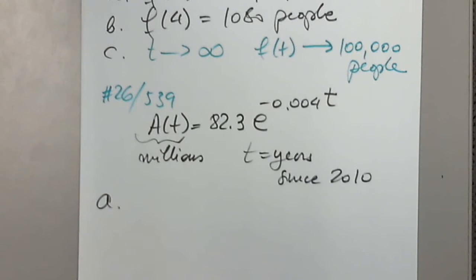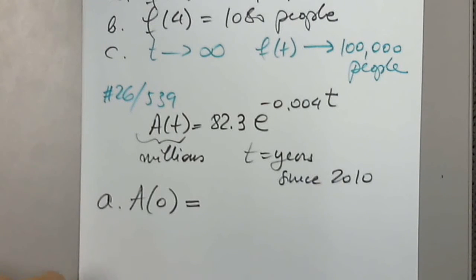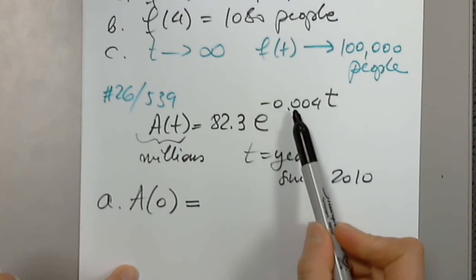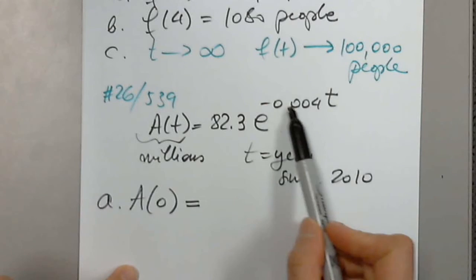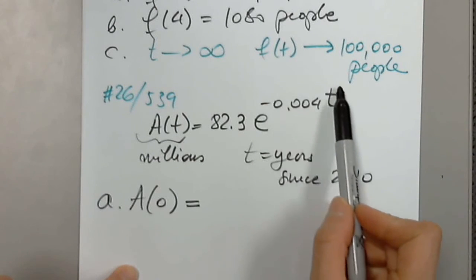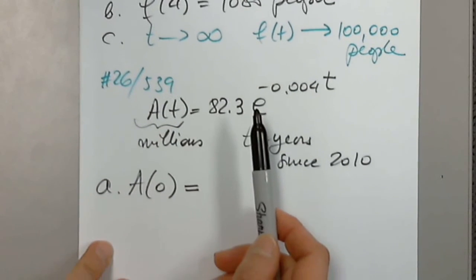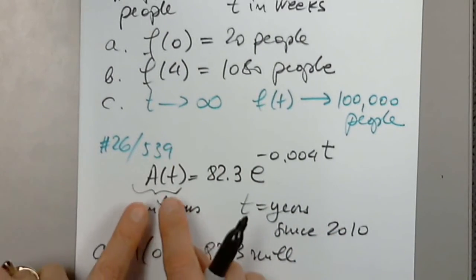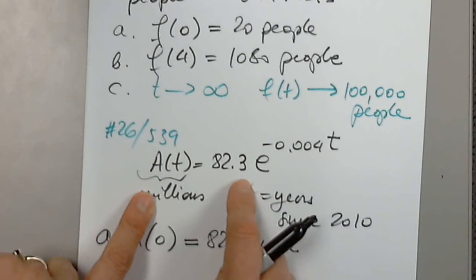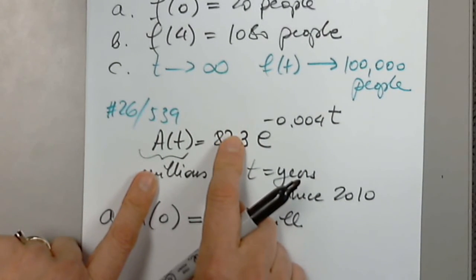If you're starting at 2010, t would be 0. Absolutely, thank you. So A of 0. How much is negative 0.004 times 0? 0. How much is e raised to 0? Careful. E raised to 0 is 1. And how much is 1 times 82.3 million? 82.3 million. Well, we knew that, because the model is A of t equals A0 times e to negative rt, and A0 is the initial value.